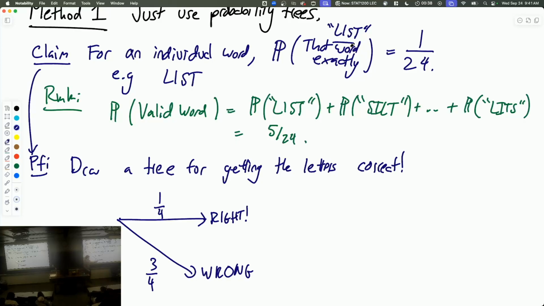Once we get it wrong, we're done. So like we can never escape. So maybe this is the start of my probability tree. What about the second letter? The second letter. So again, either on the second letter, I'm going to get it right or wrong.